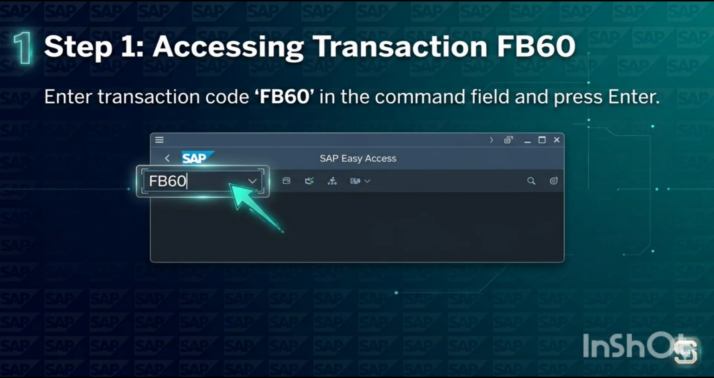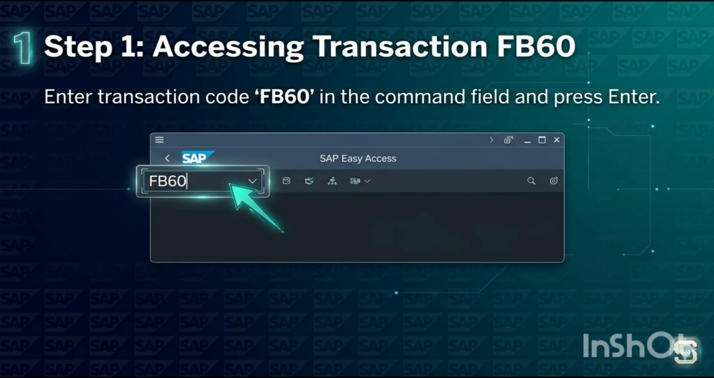Once you enter FB60, the system opens a blank invoice entry screen. This is where the real work begins. Always use the correct company code and ensure you are in the right client. The initial step sets the foundation for accurate posting. Let's now move on to the most important part, entering the header data.